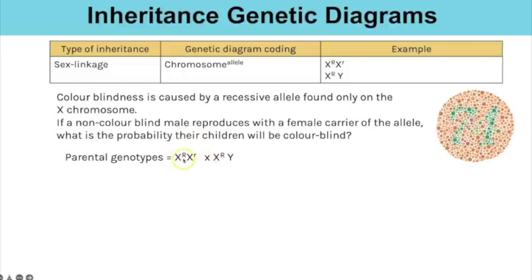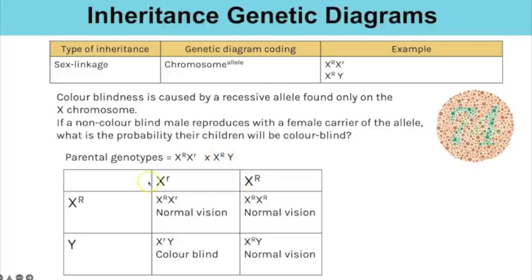So the mother is a carrier, so that means they'll have 1 dominant allele and 1 of the recessive alleles that causes colour blindness. And then the male, XY, they do not have colour blindness, so that means they have to have just the dominant allele on their X chromosome. So here we have our gametes. We then have the offspring's genotypes and phenotypes. So the probability that they would have a child that is colourblind is 25%.